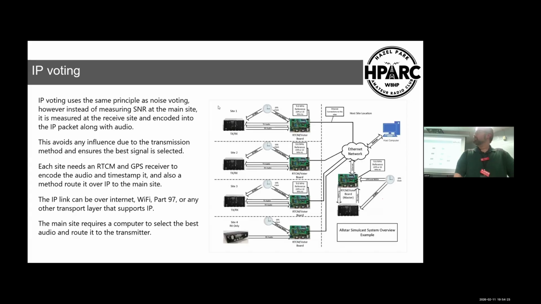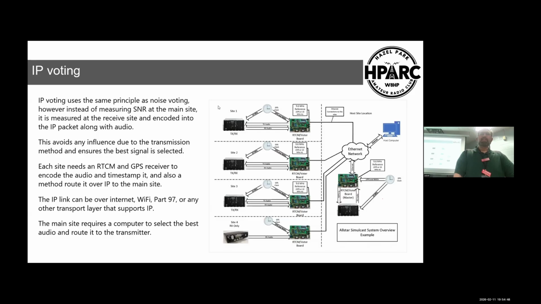So IP voting uses the same principle as the noise voting. However, instead of measuring the signal to noise ratio at the main site, it does it at each individual site, so at the airport or the hospital. And that avoids any influence by the transmission back to the main site. However, to do that, you have to make sure you're comparing apples to apples and oranges to oranges.